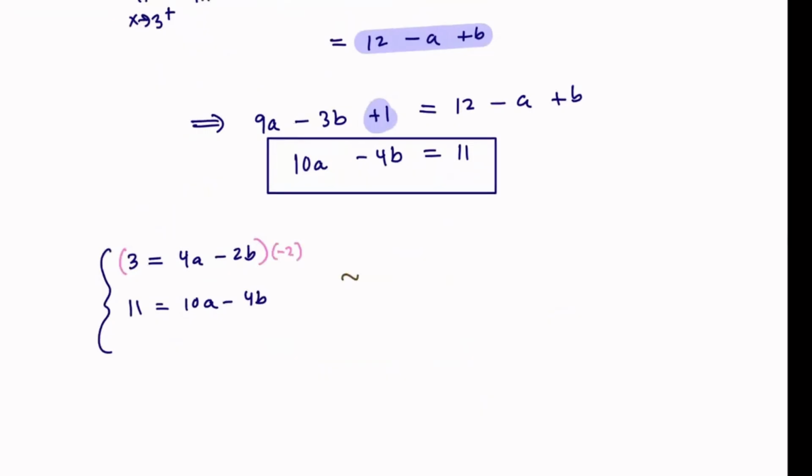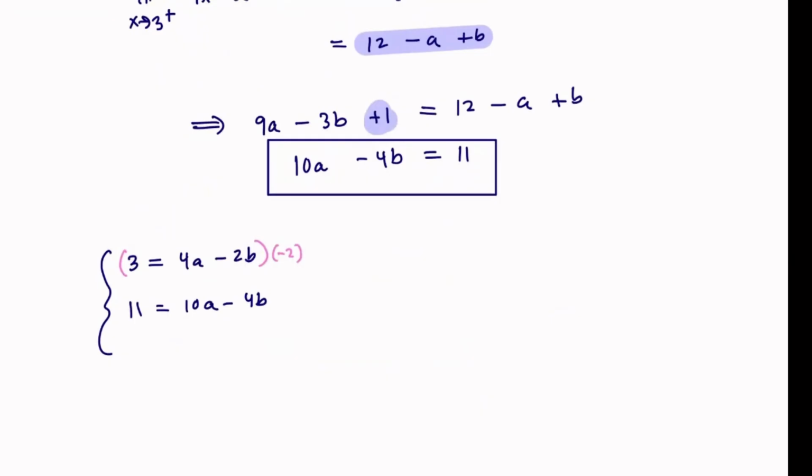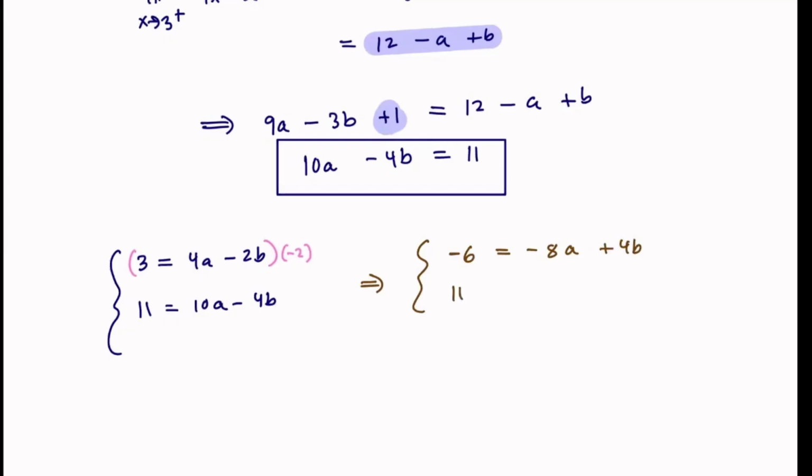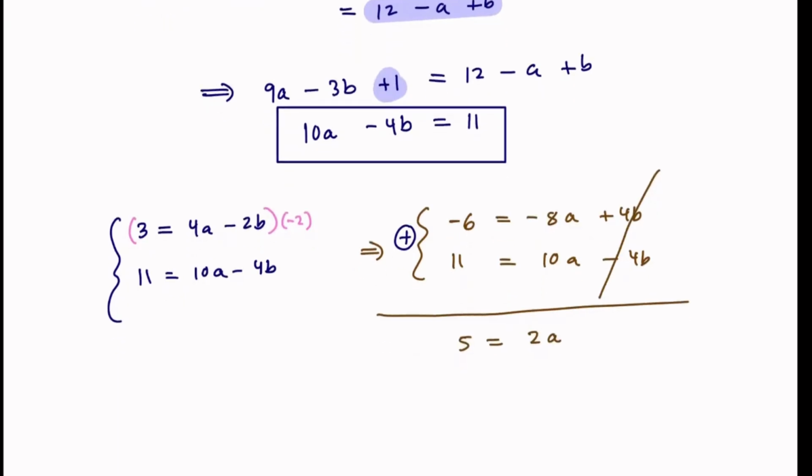If I do that, here's what I'm going to get. If I multiply both sides by a negative 2, I can get rid of b by adding the two equations. So you'll have negative 6 is equal to 4 times negative 2, that's negative 8a plus 4b. The second equation remains unchanged, so I just rewrite it. And now I add the two equations together. If I add the two equations together, the b cancels. So you have 5 is equal to 2a. You can divide by 2, so you have 5 over 2 is equal to the value of a. All right, wonderful. So we're able to solve for a.